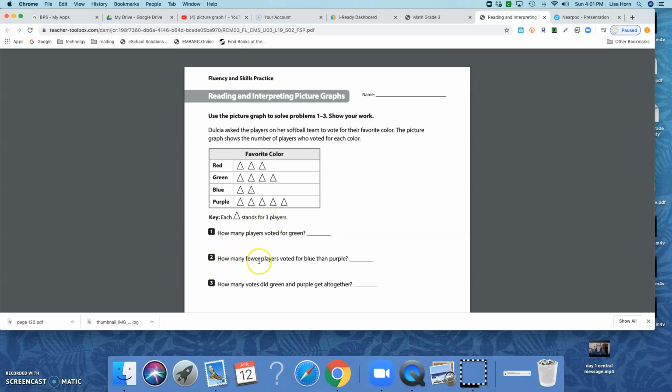So how many fewer players? Fewer is a little key word right there, meaning subtraction. So I have to think minus. What am I going to minus? Am I going to subtract 6 minus 15? Can I really do that? No. So I need to reverse the numbers and think 15 minus 6. 15 minus 6 is 9. So how many fewer players voted for blue than purple? 9 players.